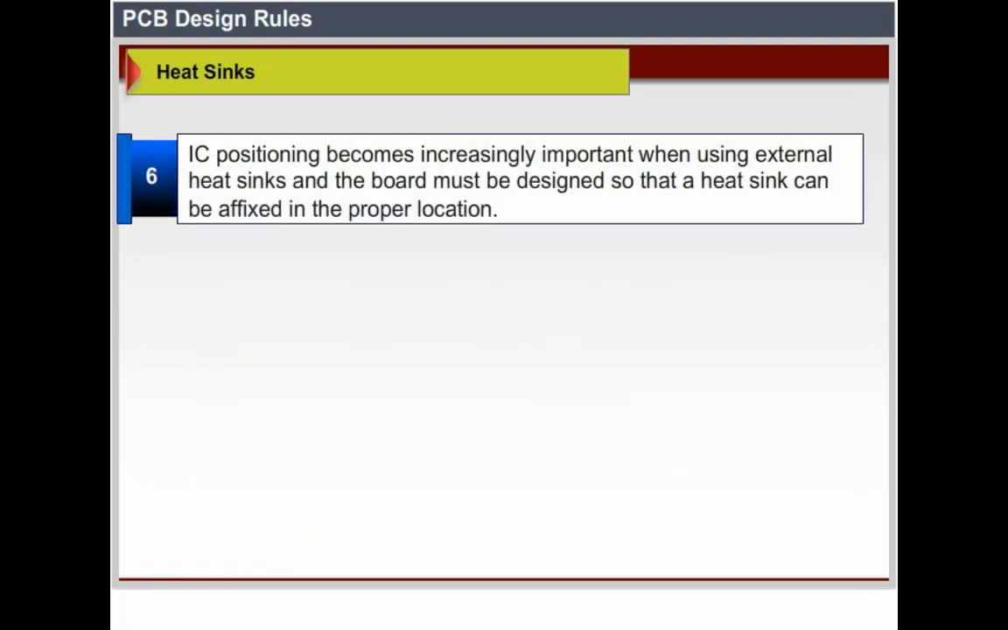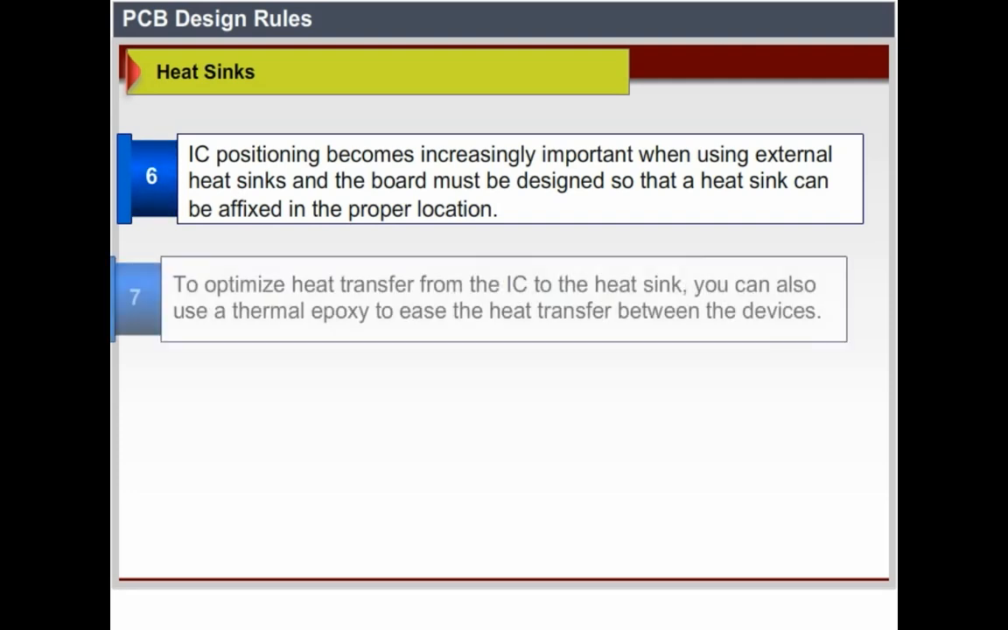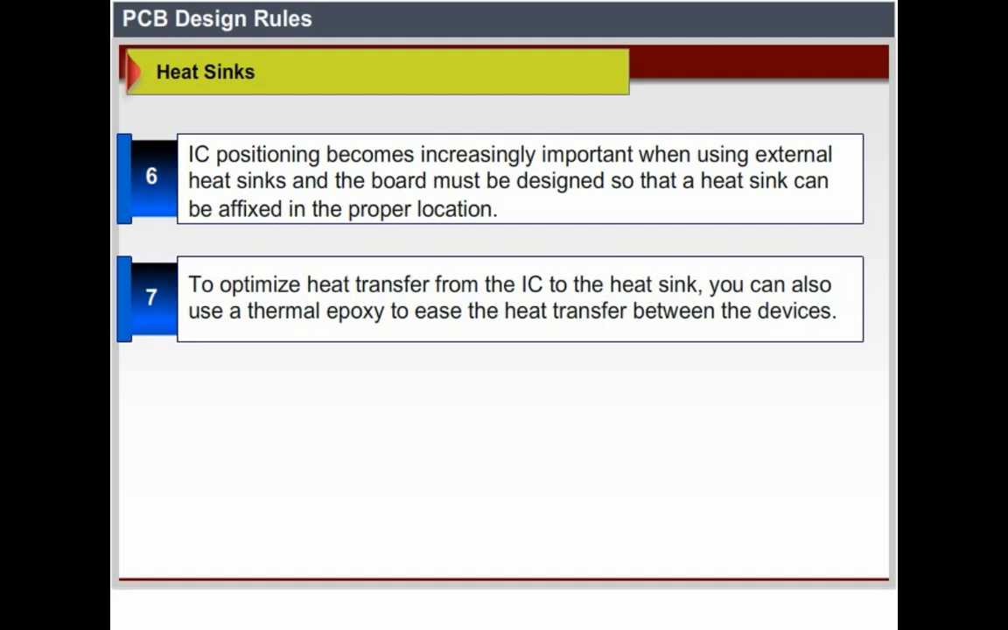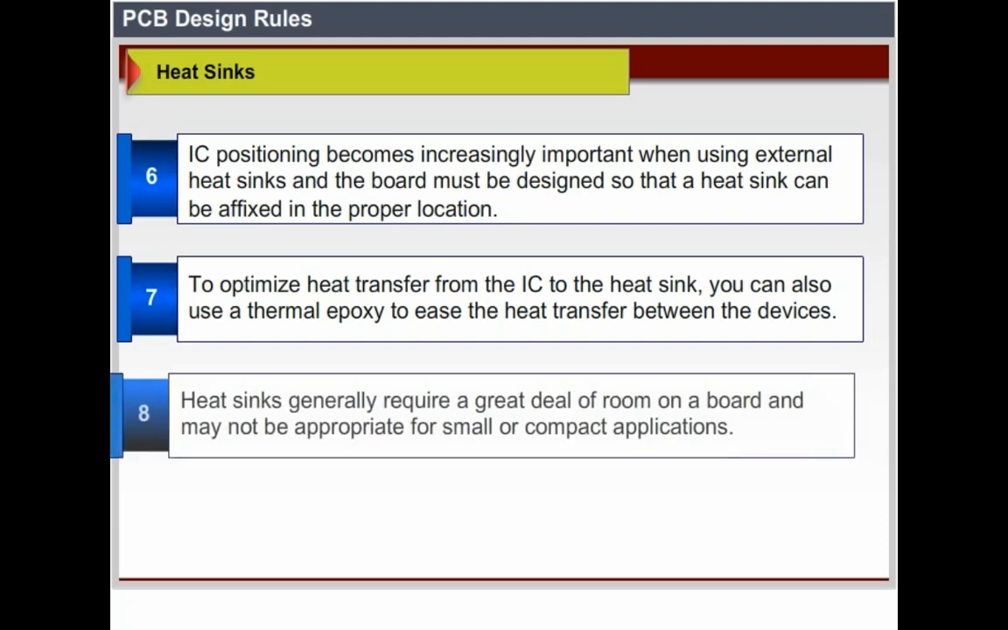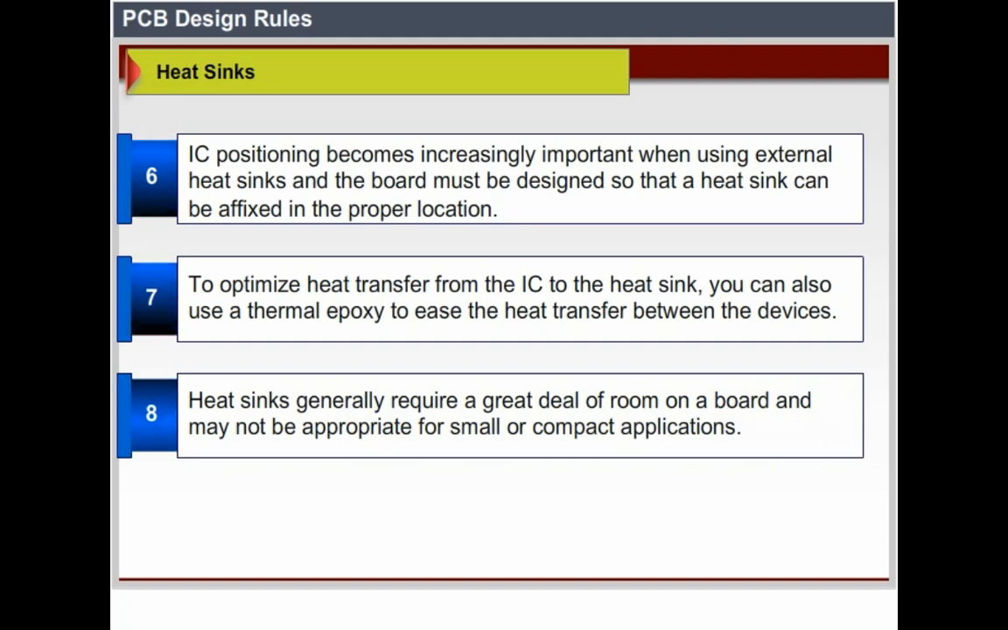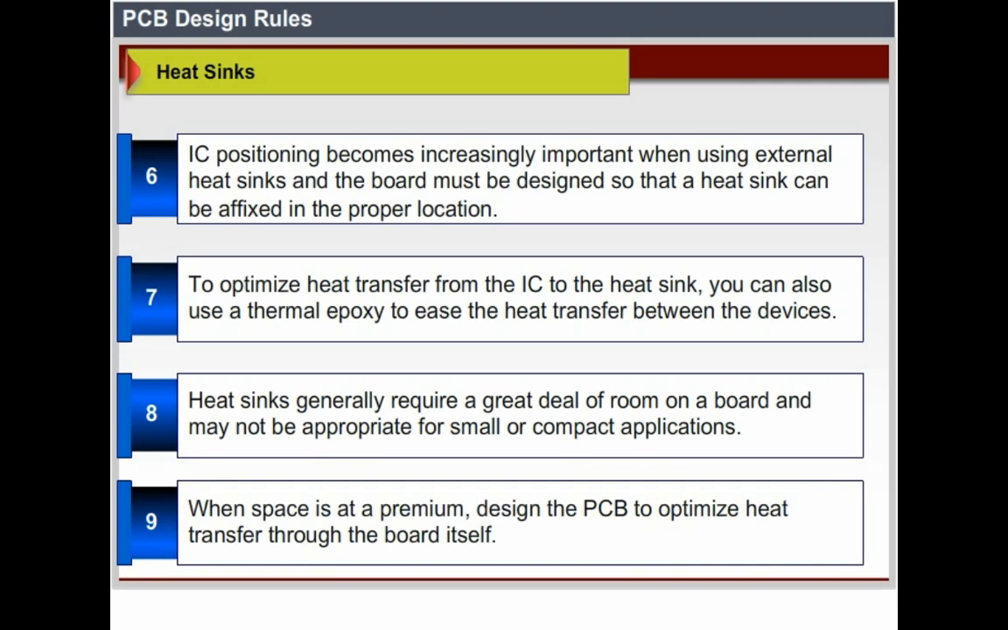IC positioning becomes increasingly important when using external heatsinks, and the board must be designed so that a heatsink can be affixed in the proper location. To optimize heat transfer from the IC to the heatsink, you can also use a thermal epoxy to ease the heat transfer between the devices. Heatsinks generally require a great deal of room on a board and may not be appropriate for small and compact applications. When space is at a premium, design the PCB to optimize heat transfer through the board itself.